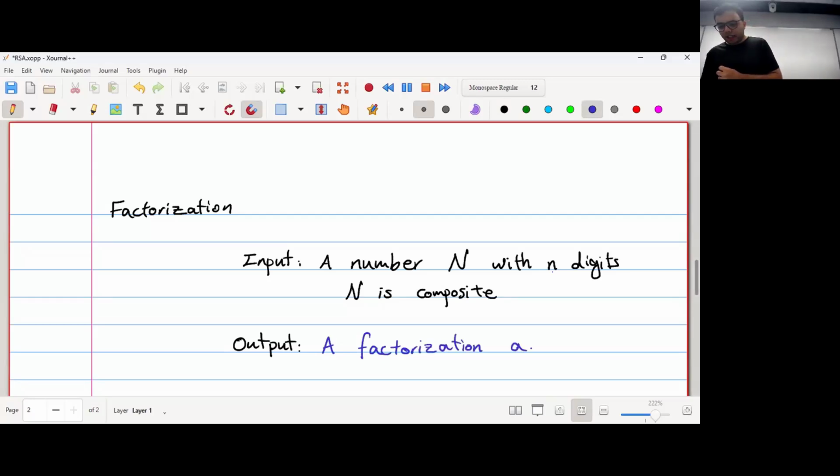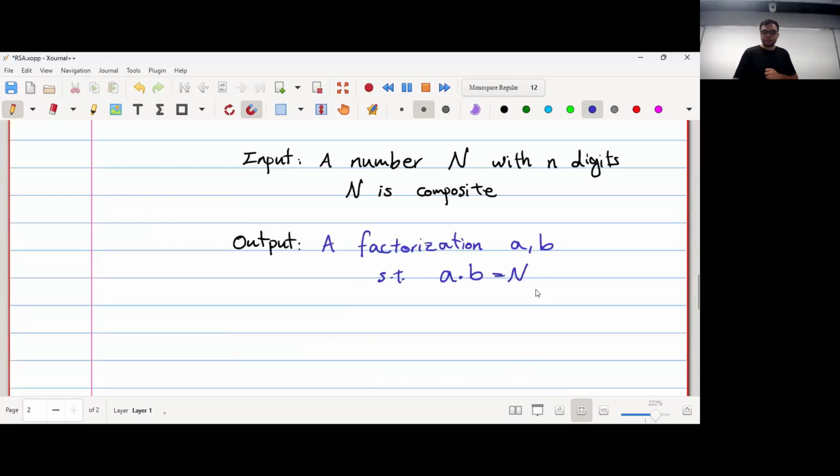Let's call it a and b, such that a times b is n. Okay. Now, let's try to come up with some algorithms just to see how this problem looks. The simplest thing I can do is to just try every possible factor, right?